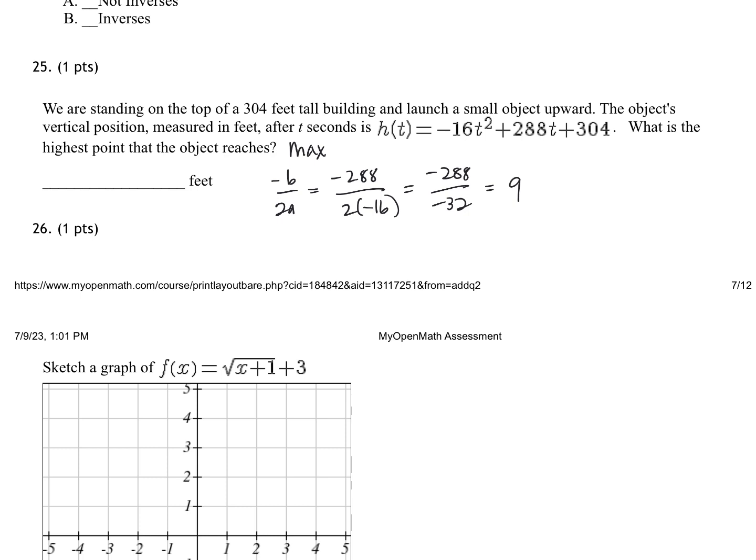So t is 9. Remember, this is the x value, and in this case, it's the t value. So this is the time. We're not looking for the time, we're looking for the feet. So to find that, we need to plug that in, and that will give us the h, which is the feet. So the maximum happens after 9 seconds. So we're plugging in 9 for t.